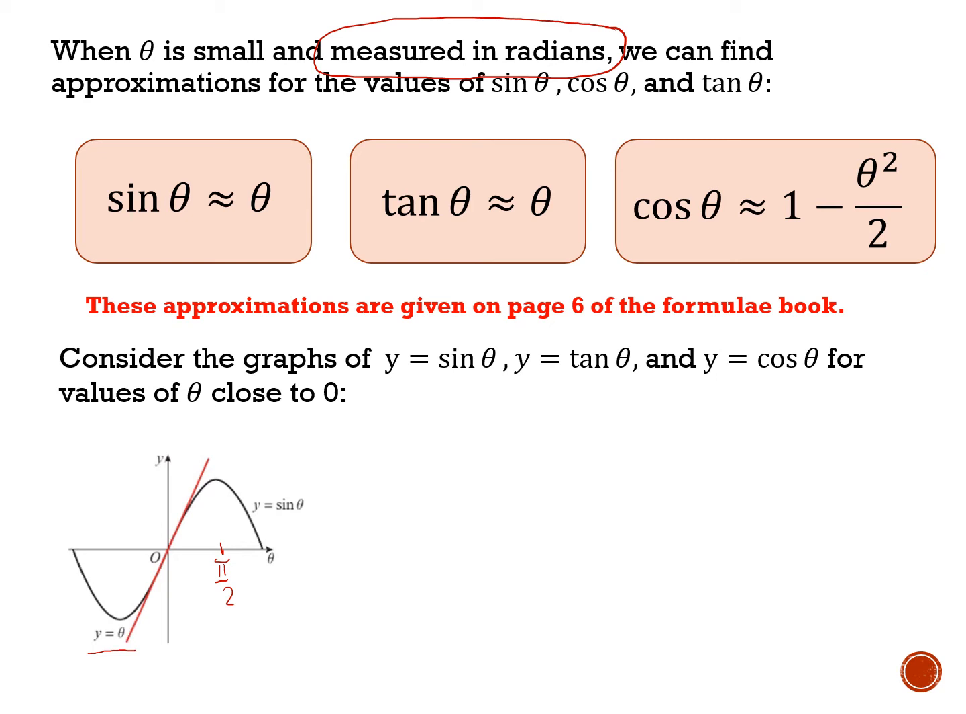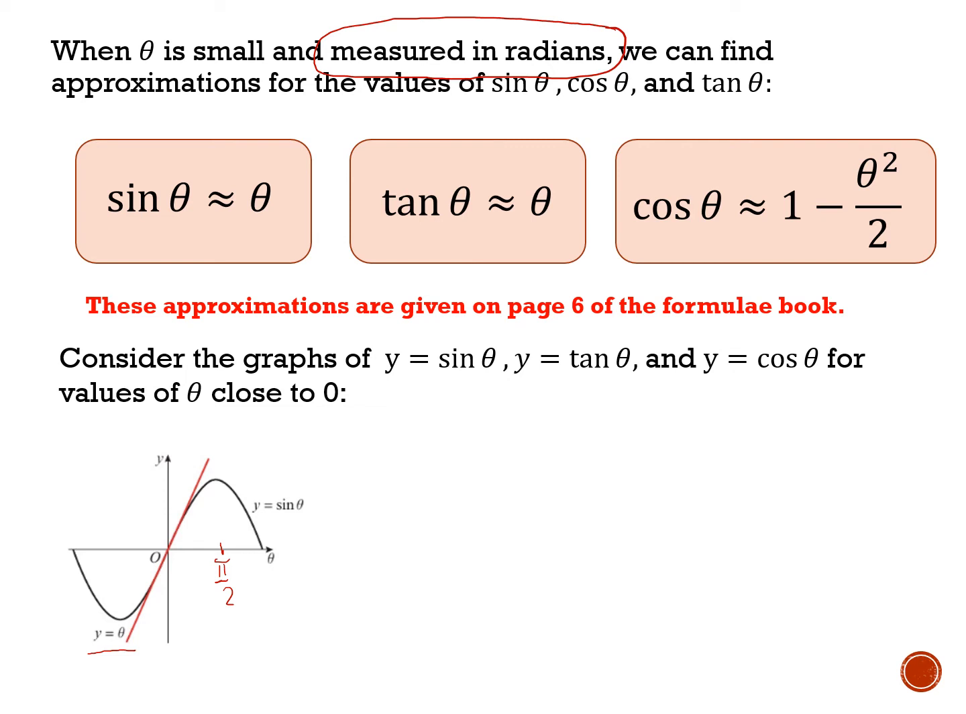Imagine if that was 90 degrees and I was to draw the graph y equals theta where theta is measured in degrees. It would not look like that. Okay, it would be a much, much, much steeper curve. All right, so that is why it's really important for these approximations to be true. We need to have theta in radians.